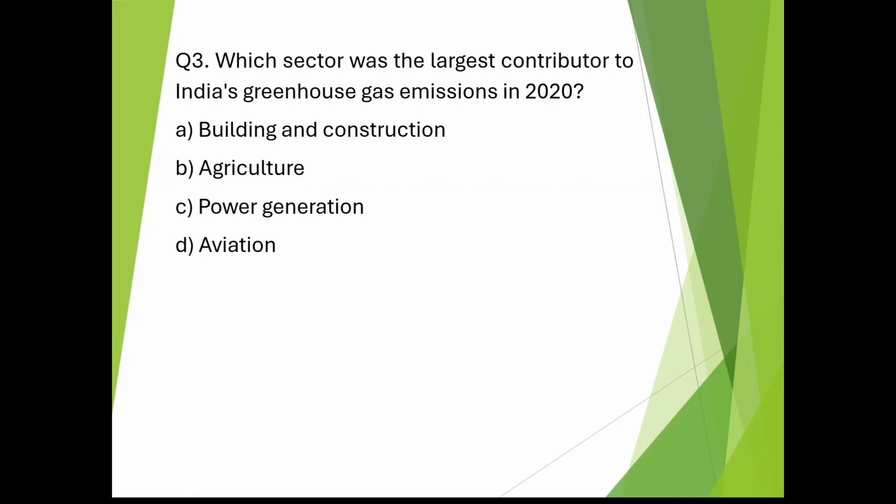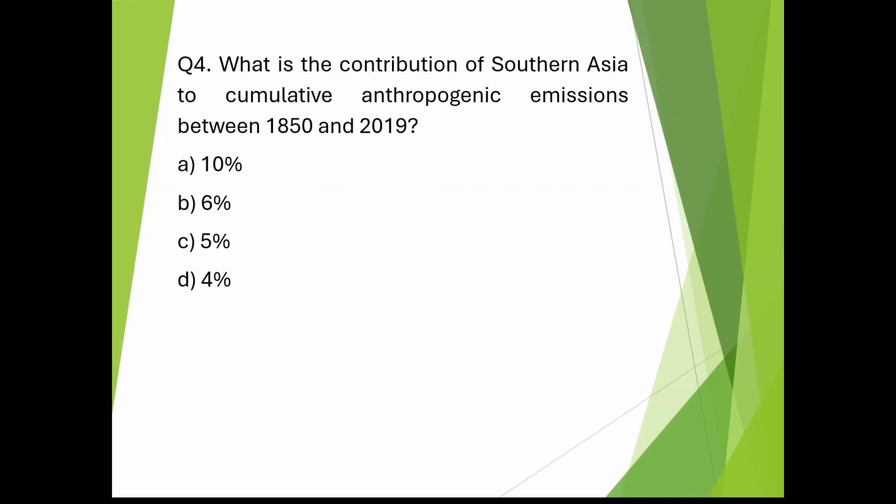Yes, in 2020 the power generation sector was the largest contributor to India's emissions, followed by iron and steel manufacturing and road transport sectors. This was discussed in slide 5 of lecture 4. So all of you have opted for the correct answer. Let's move to the fourth question then. Here is the fourth question.